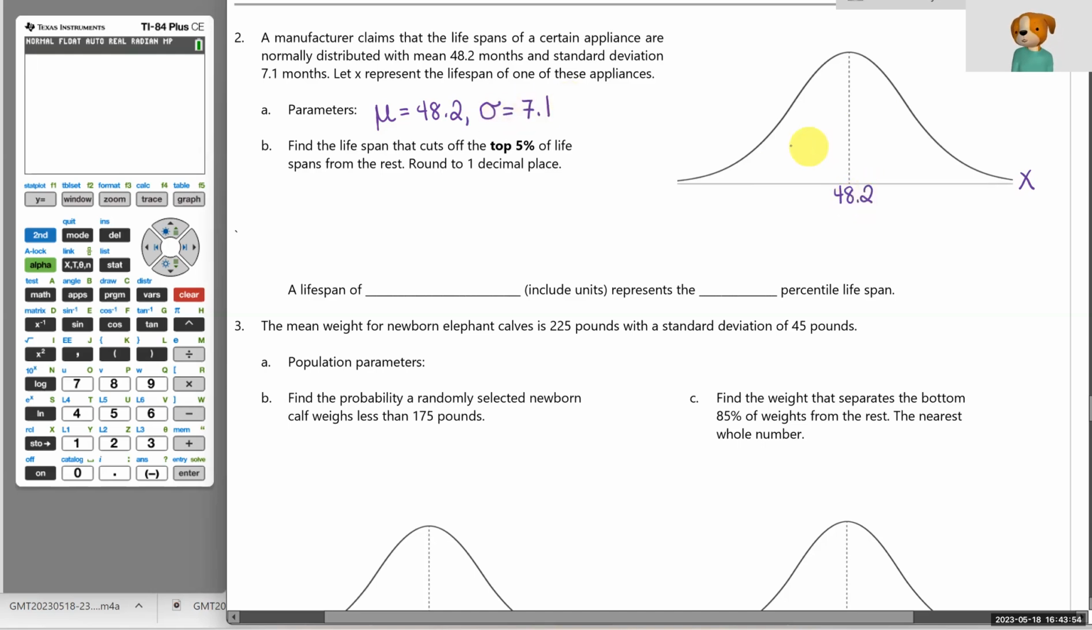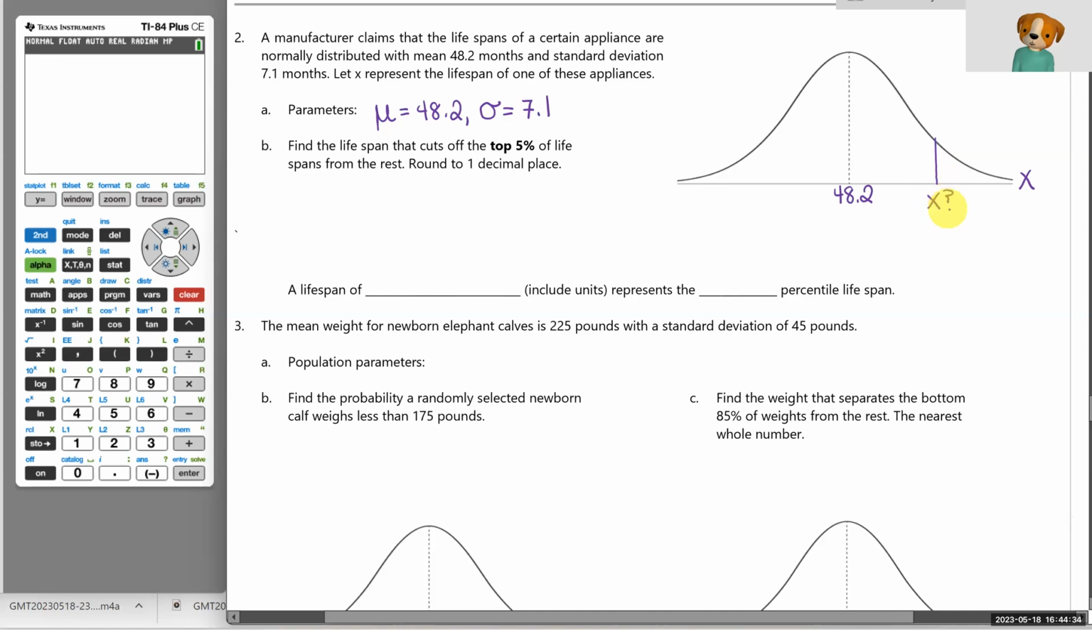And the sigma describes the spread of the graph, but we are not going to put any additional information on the picture, just to make it a little bit cleaner as we look for the value that they're looking for next. So B, find the lifespan that cuts off the top 5% of lifespans from the rest. So the top 5% of lifespans would be somewhere over here to the right. And we don't know exactly where the value is that creates an area of 5%. So we don't have to have perfectly drawn to scale pictures.